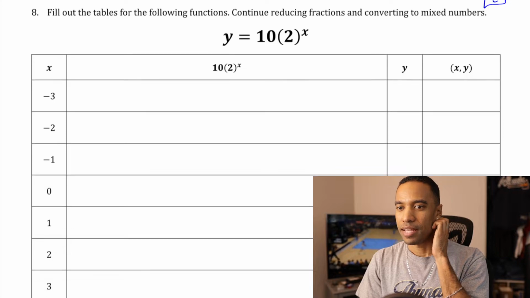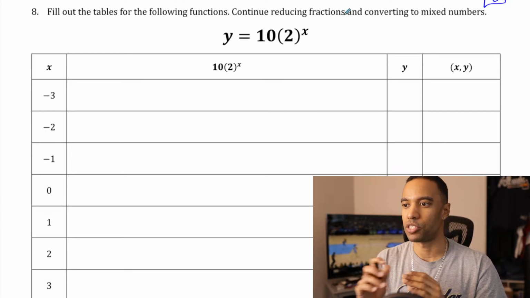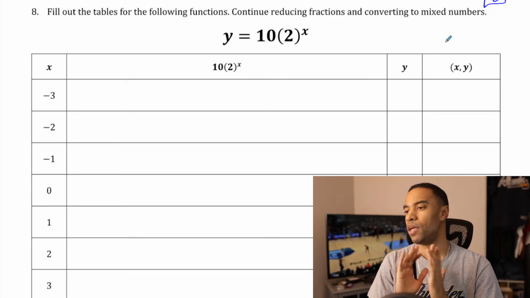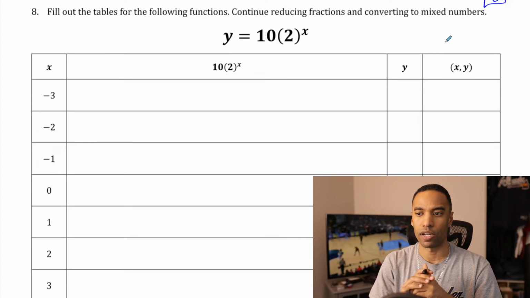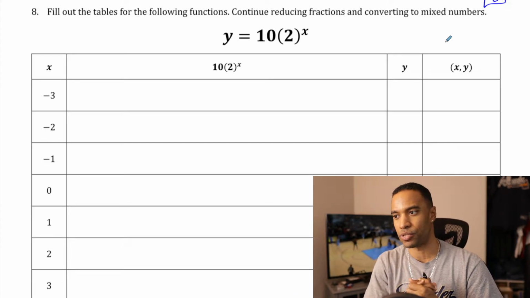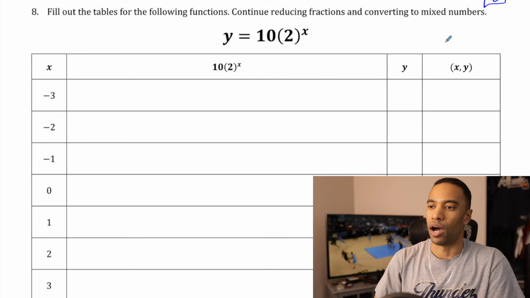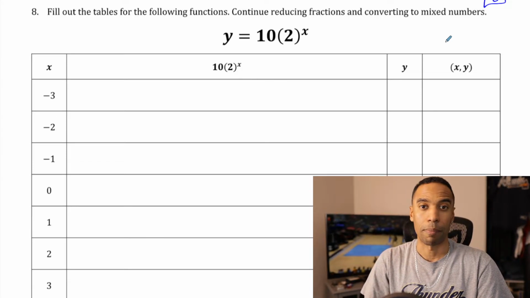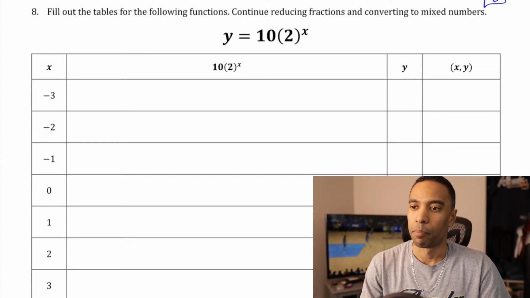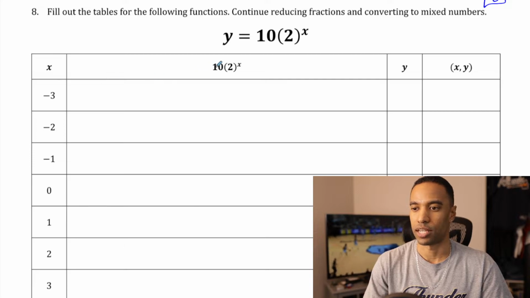All right, number 8. Fill out the tables for the following functions, continue reducing fractions, and converting to mixed numbers. So continue that whole ordeal. The idea behind this is if you ever want to graph using a table, you may. And when I say using a table, I mean plugging the x values in to get the y values out. That is something you can do. On the back side of this, I will not be using that format, but it's something that you're able to do. But right here, part of the property bits, let's check and see what we got.